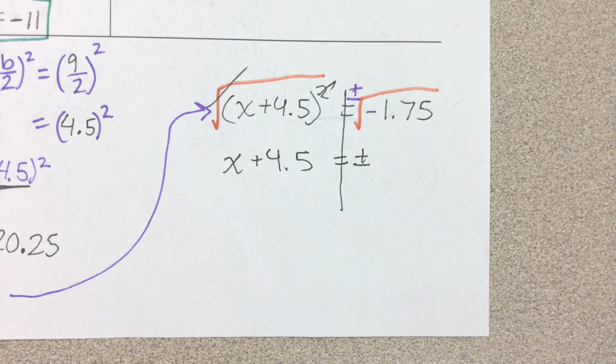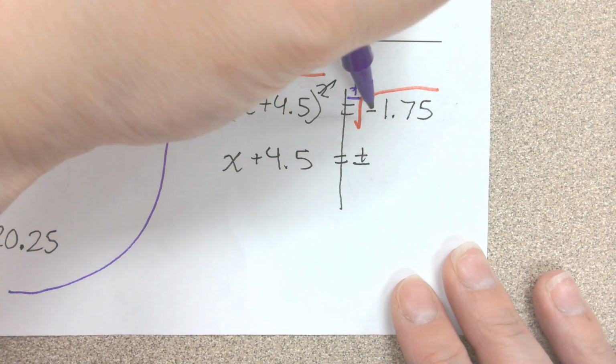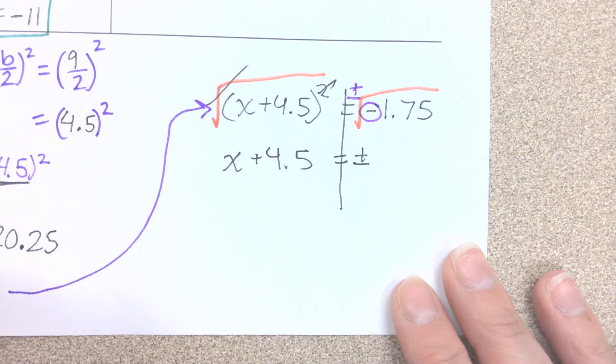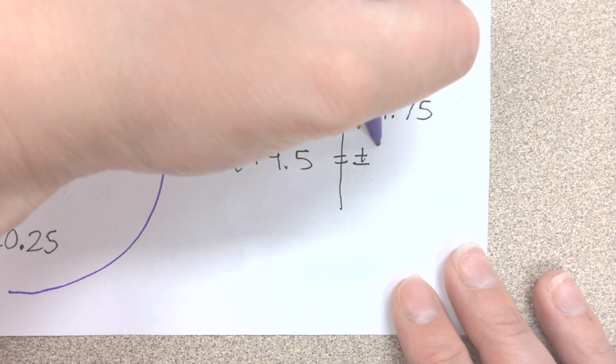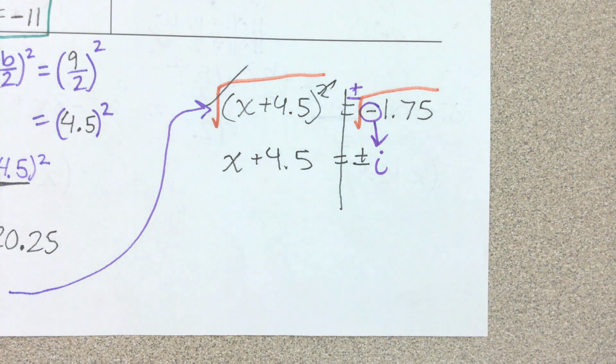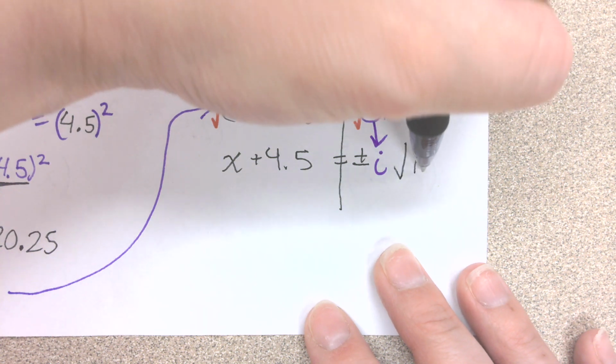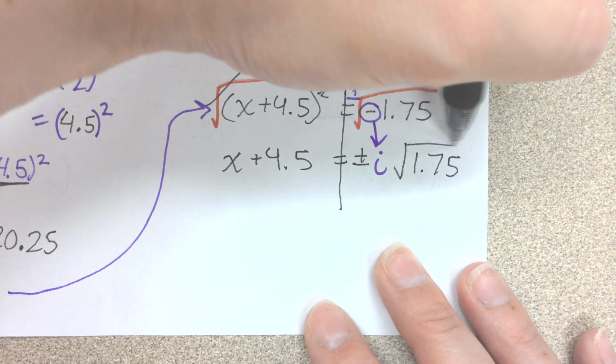What's the problem with that square root? The negative. What do I need to do? Daniel? Yes. When we have a negative under the square root, take it out and put it in front, and we're going to write it as i. Replace it with the i. And then write the square root without the negative. So now it's just a positive 1.75.